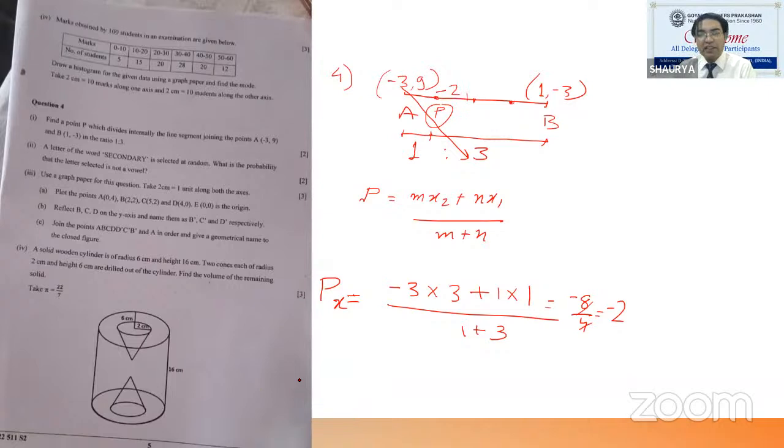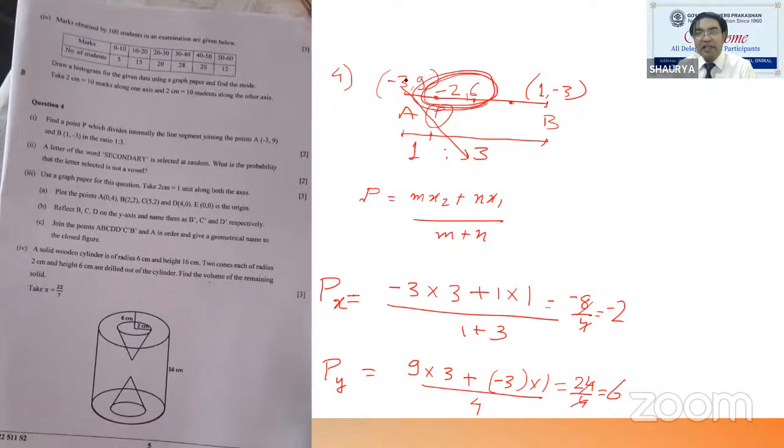Let's similarly find the y coordinate for point P. Again, let's do the same thing. 9 into 3 plus -3 into 1 divided by 1 plus 3, that is 4. So it's 27 minus 3, that is 24 by 4, that is again giving me an integer, 6. So the y coordinate of point P is 6.